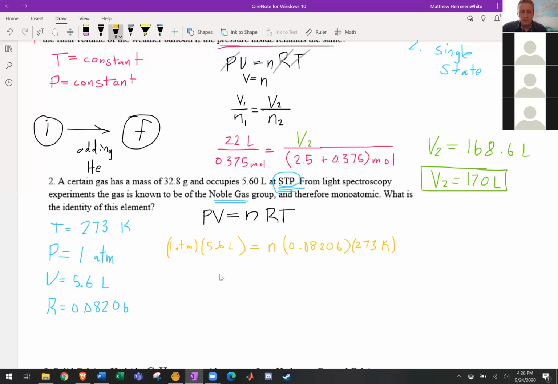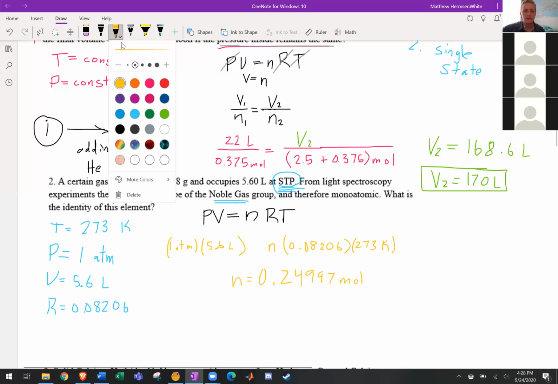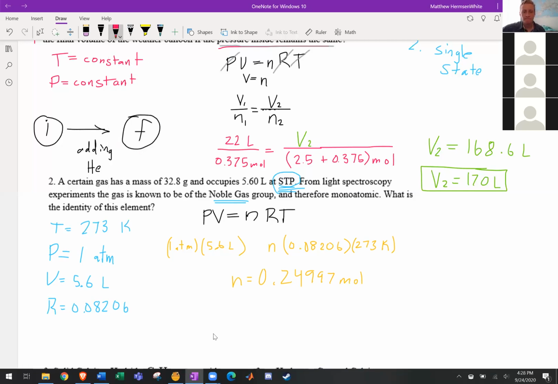So from here, we're going to want to do algebra and get the value for the N, which is the number of moles. And that's going to come out to 0.24997 moles. So this container has 0.24 moles of gas within it. Now, if we want to relate this to the periodic table, we're going to want to find the molar mass. So that's going to be a really easy way to figure out what gas this is.